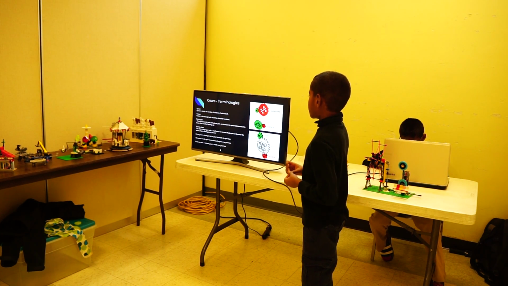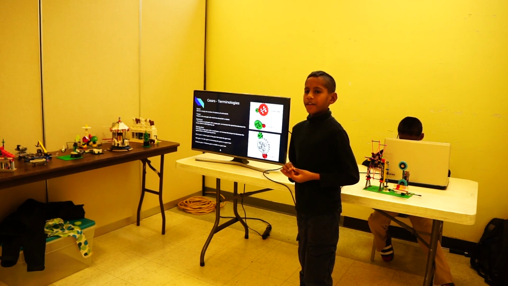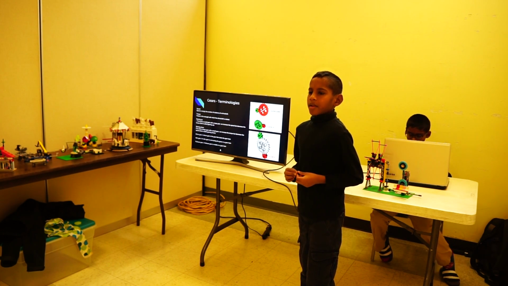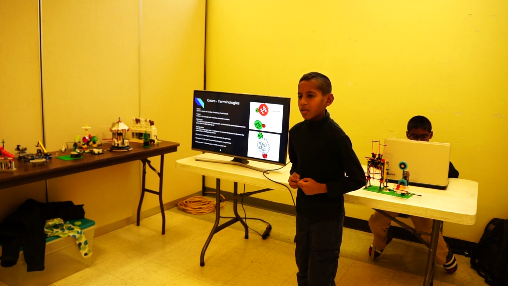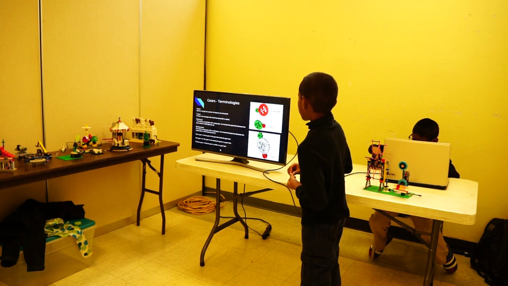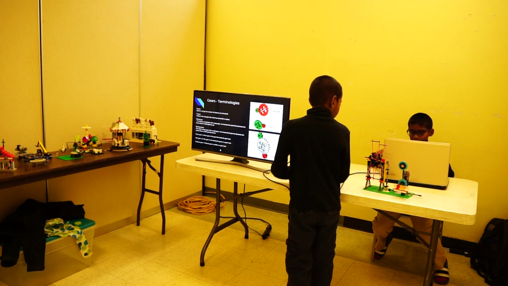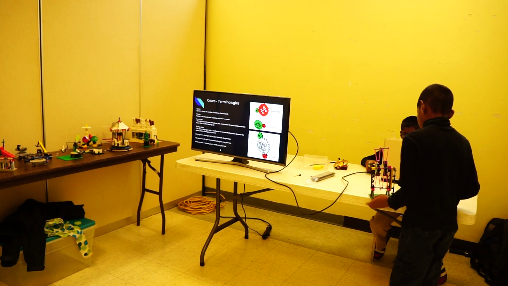And anyway, that is a perfect example of gearing up, because both gears drove a small gear with a large gear. So that's a perfect example of gearing up. And now I have a good example of gearing down.